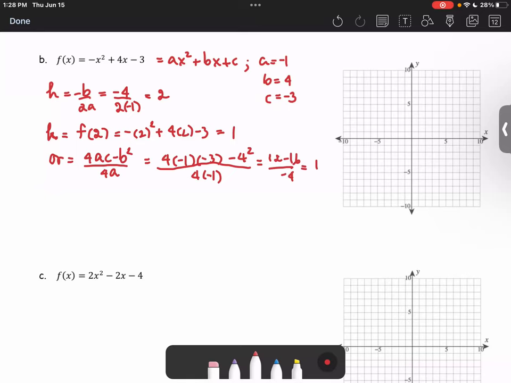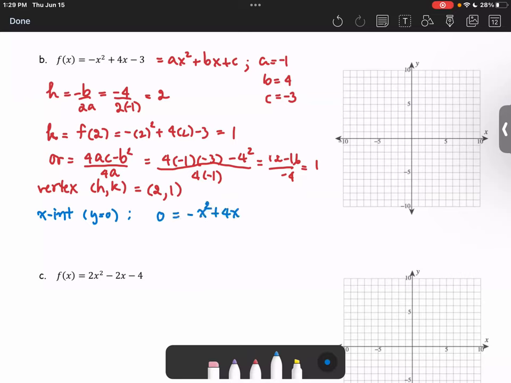Now we get the vertex as the coordinate (h, k) equals 2 comma 1. Next, we're going to look at the x-intercept. For x-intercept, y is 0. So 0 equals negative x squared plus 4x minus 3. We're going to factor this expression and then solve for x.